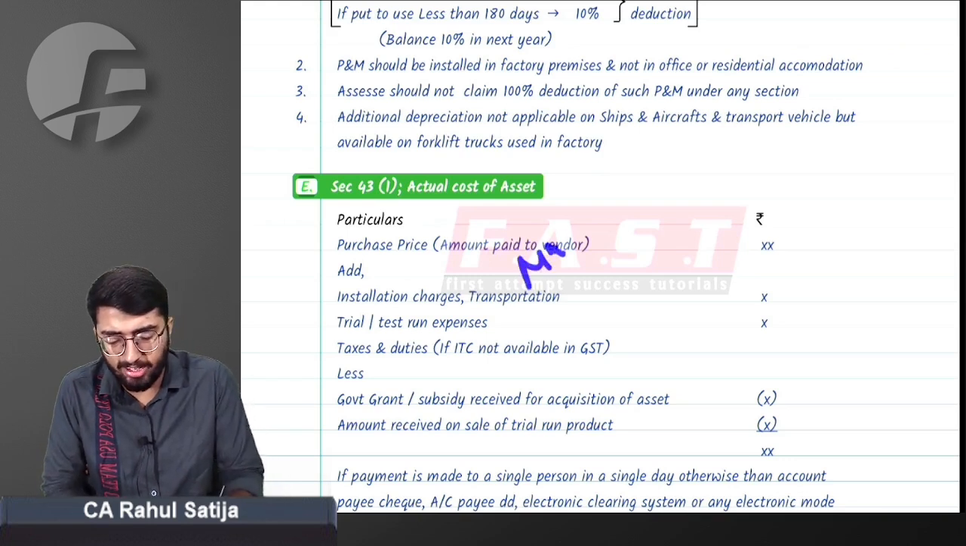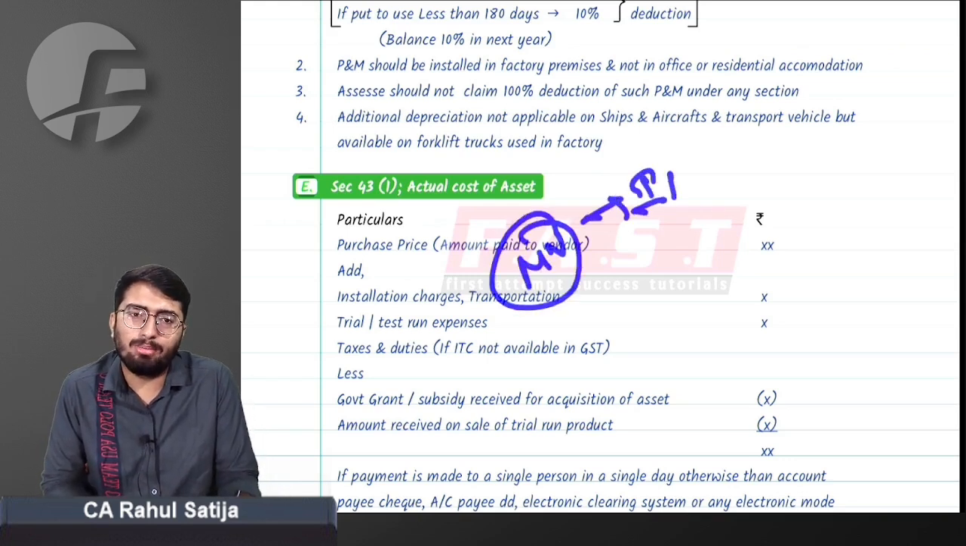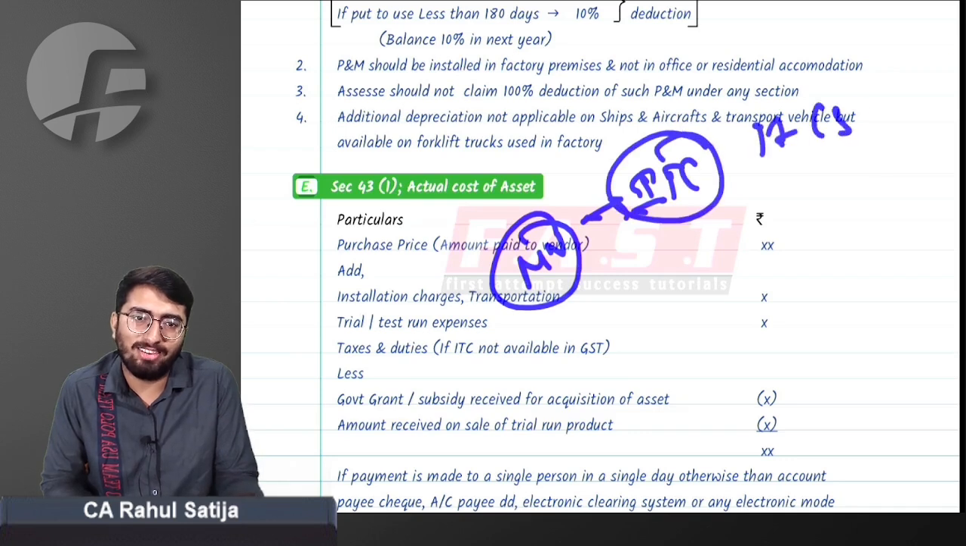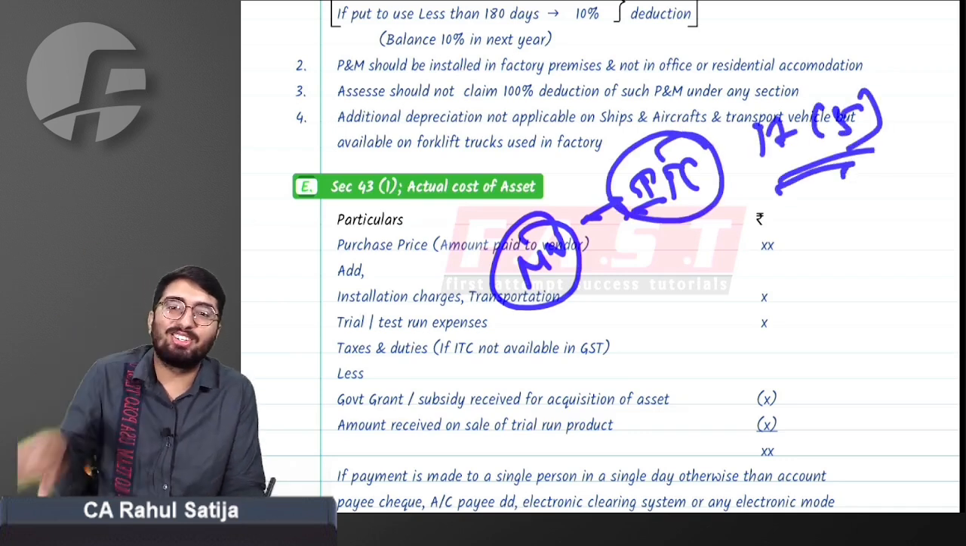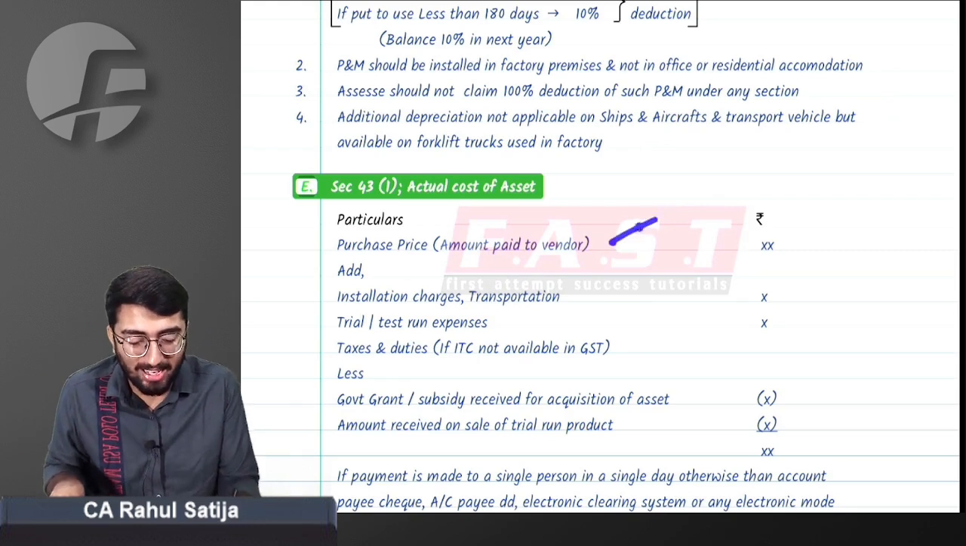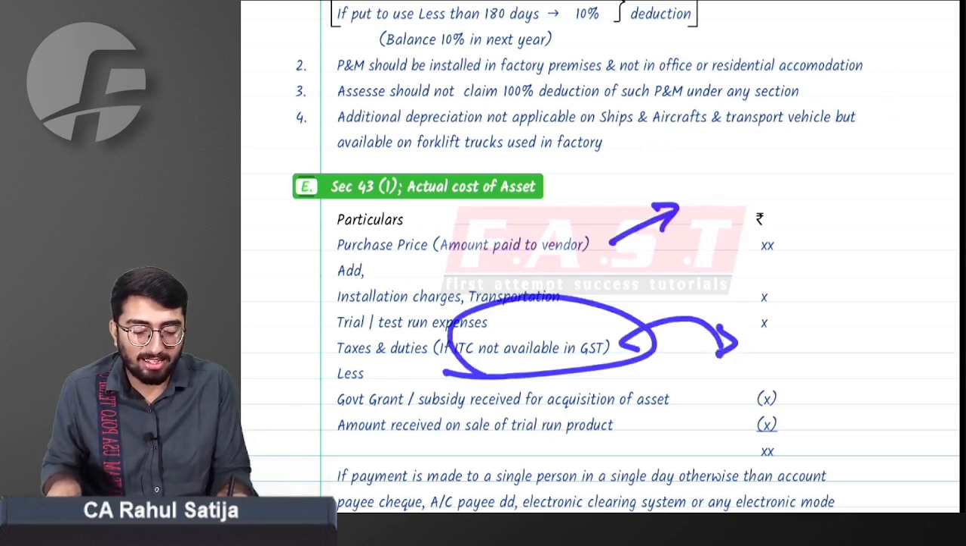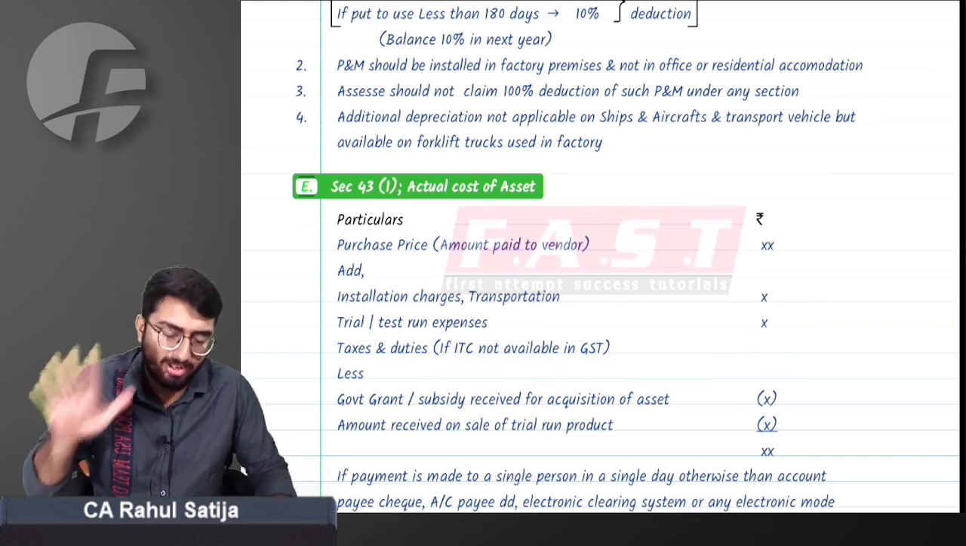For example, if you are buying a motor vehicle, ITC is not available. It is a blocked credit as per section 17(5). You get a revision of GST also along with income tax. If you are buying any asset on which ITC is not available, that ITC part will also form part of the block of assets.